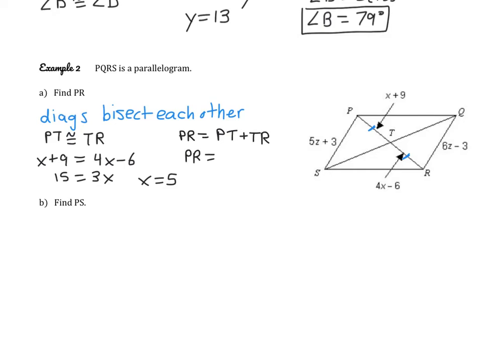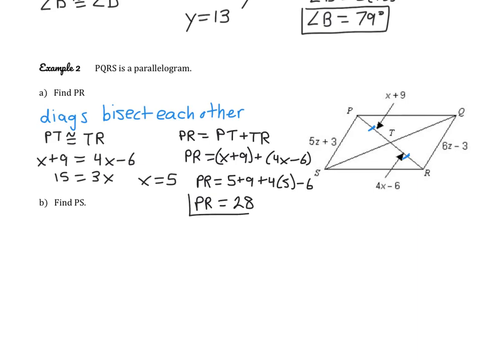So that means that PR is x plus 9 plus 4x minus 6. So now we can substitute x with 5. So we have 5 plus 9 plus 4 times 5 minus 6. And that leaves us with PR equal to 28.